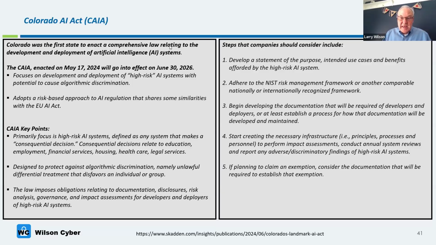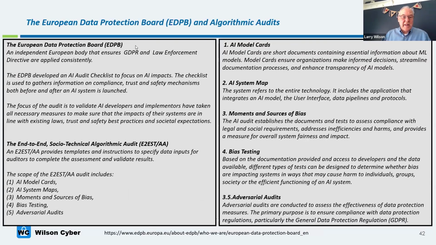Begin developing documentation that will be required for developers and deployers for both. Start creating the necessary infrastructure, principles, and processes to perform impact assessments and conduct annual system reviews, and if planning to claim an exemption, consider the documentation that's required. And then finally, we're talking about how we audit these things.